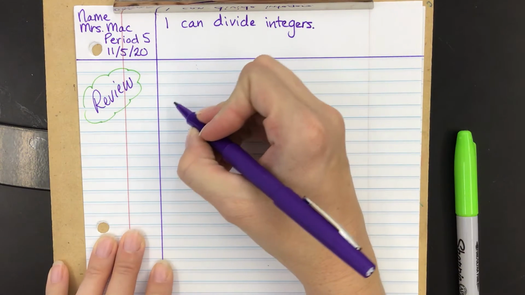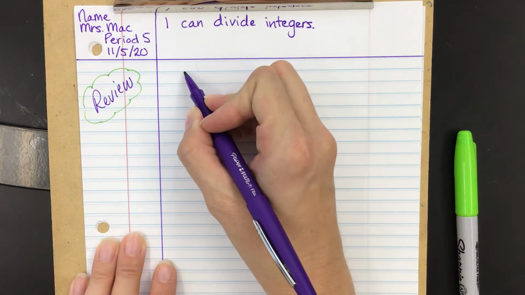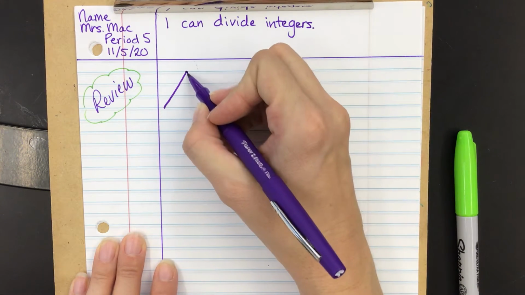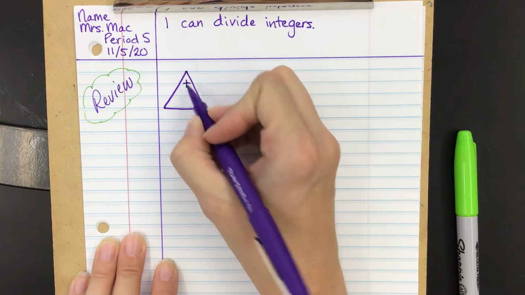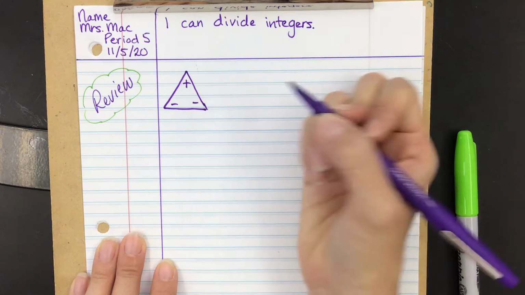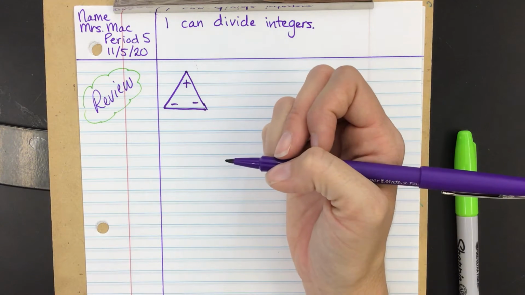Okay, so last time we took notes, we talked about multiplying integers. We created our little triangle dude here to help us out. Well, this can be used for dividing integers as well. They follow the same rules, okay?